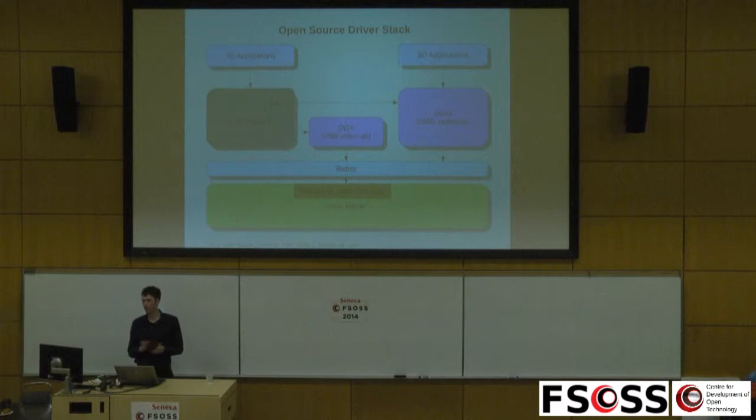Another option it has is it can use something called Glamor, which I also mentioned before. Basically what this does is it translates the 2D acceleration commands into 3D, and then it uses the Mesa driver. So this way you don't need to implement a separate 2D driver. It's less code that you need to maintain. It's a very nice feature.